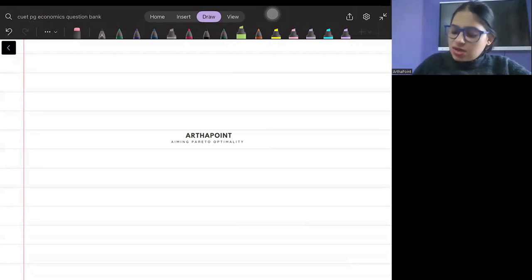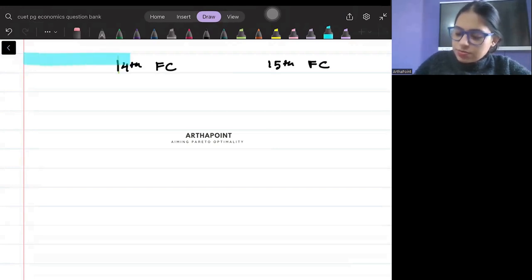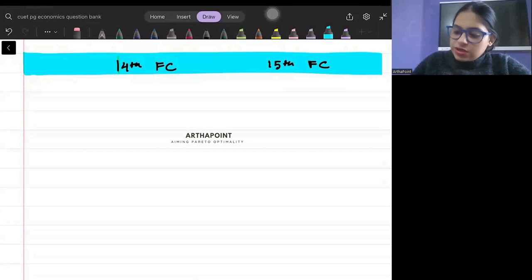So let's start. I'm going to write down and you're going to write it with me. So, 14th Finance Commission and 15th Finance Commission. Right, beta. Now try to see that first of all, the thing that we need to understand is called income distance. Income distance kya hota beta?